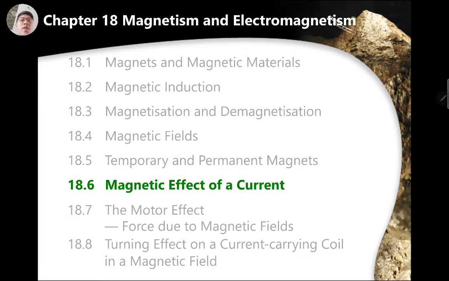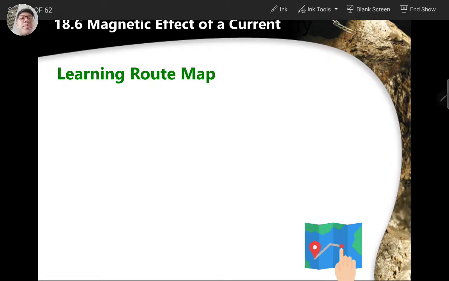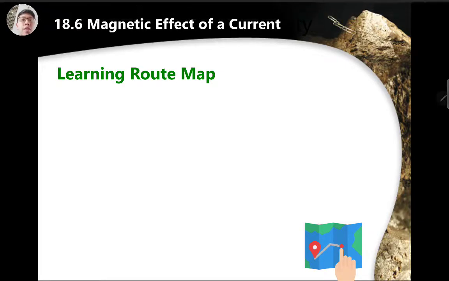All right, electromagnetism. So in this lesson, we're going to look at the magnetic effect of a current. Okay, the magnetic effect of a current. So this is the learning route map for the entire lesson.